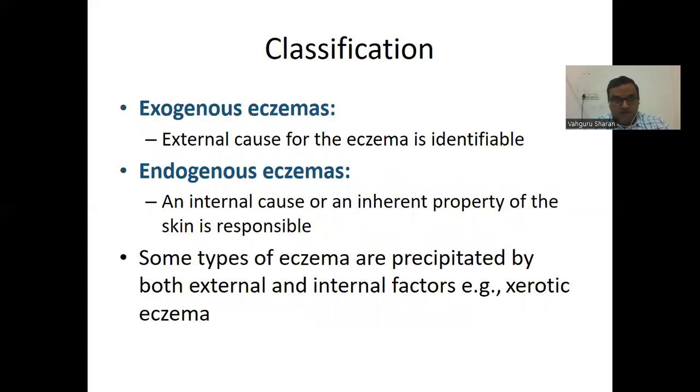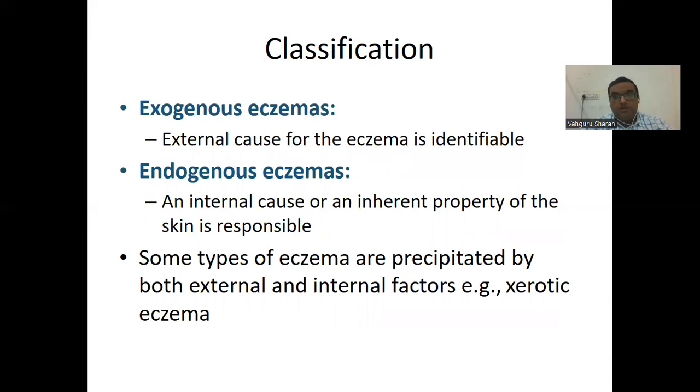How do you classify eczema? There are many types of eczema. There are two major types: exogenous eczema and endogenous eczema. Exogenous eczema is one wherein an external or exogenous cause for the eczema is identifiable. In endogenous eczemas, an internal cause or an inherent property of the skin causes eczema. So it comes from within. There is no external cause; there is an internal or endogenous cause for that eczema.